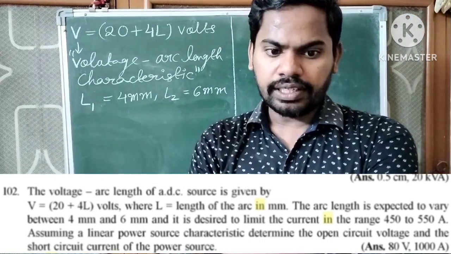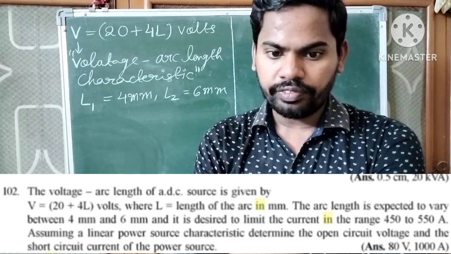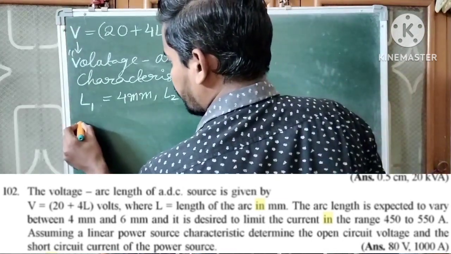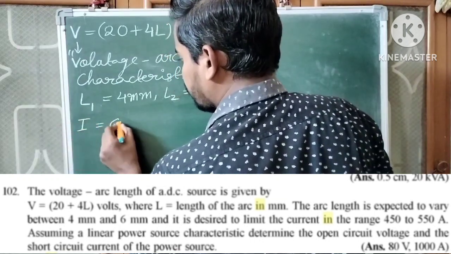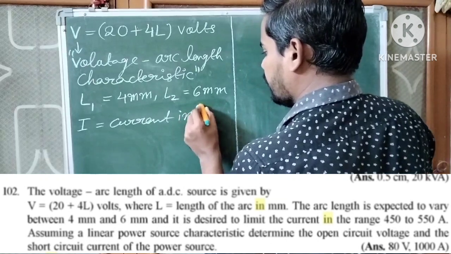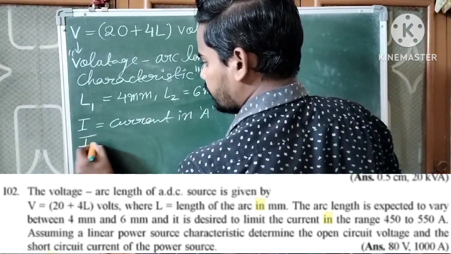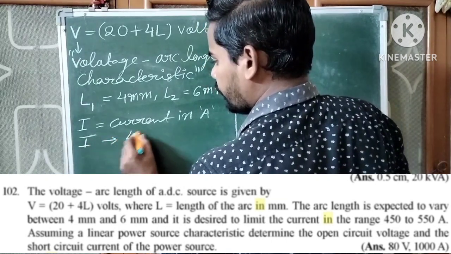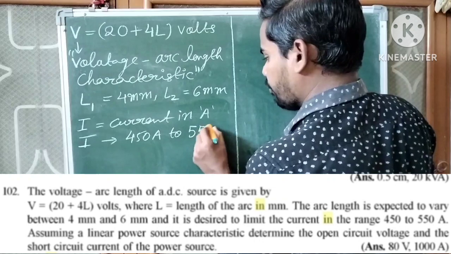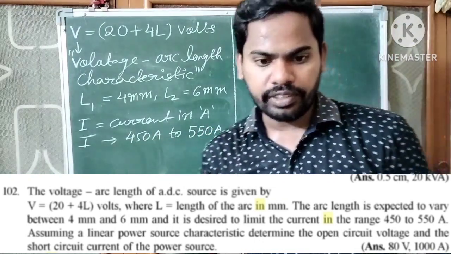Next, it is designed to limit the current in the range 450 to 550 amperes. So current is denoted by I, where I is the current in amperes. Here current varies from 450 amperes to 550 amperes.